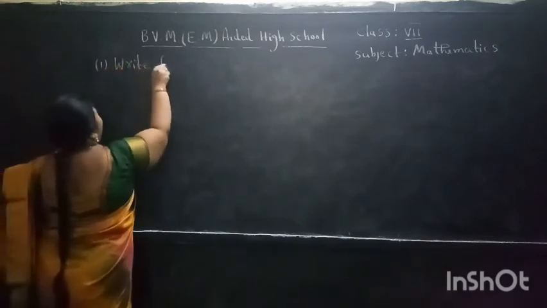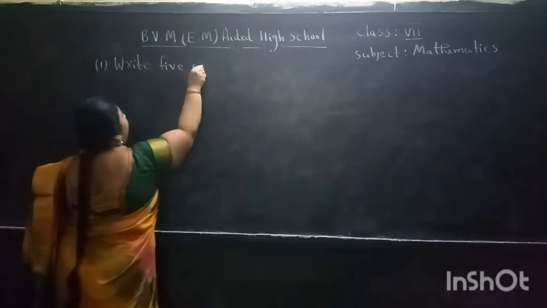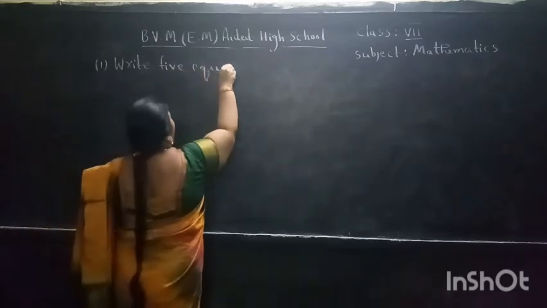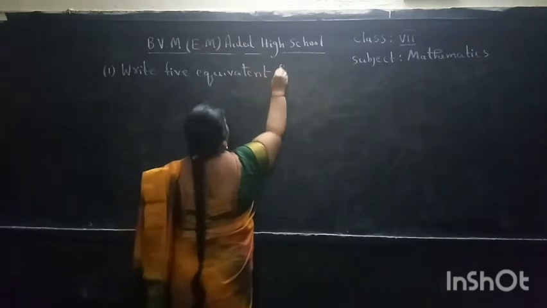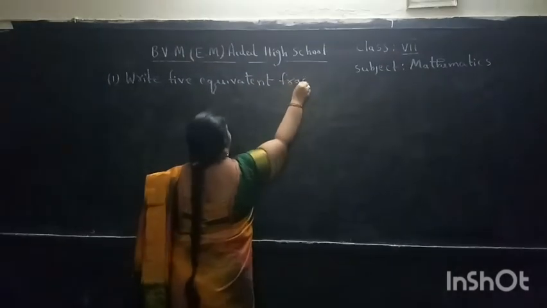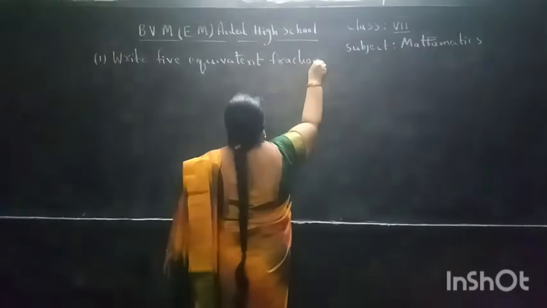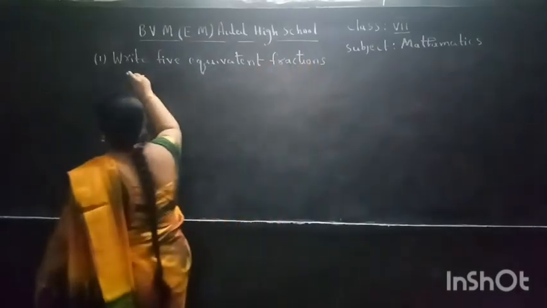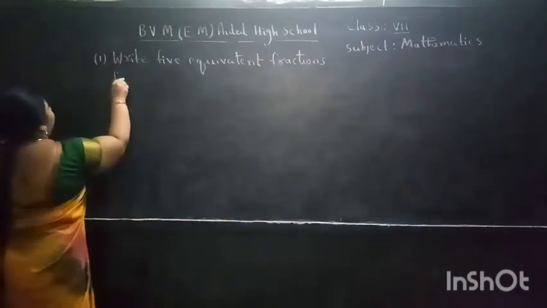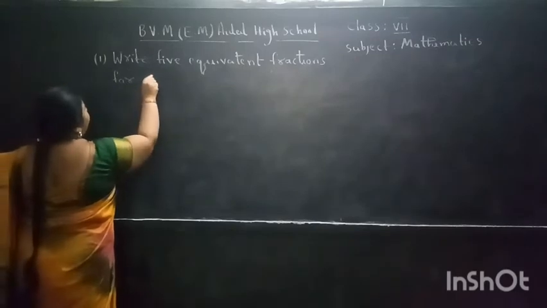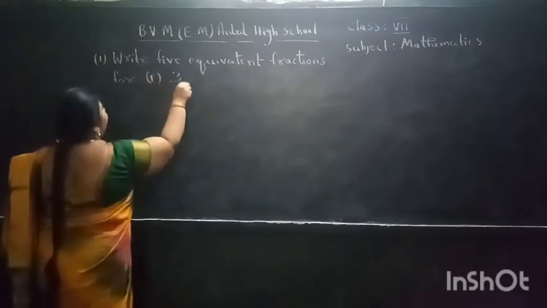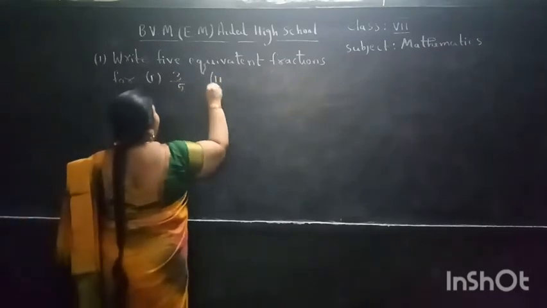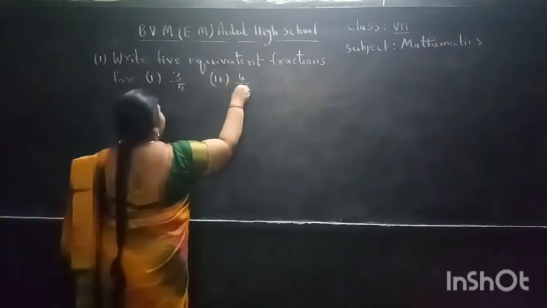Write 5 equivalent fractions for: first one 3 by 5, second one 4 by 7.